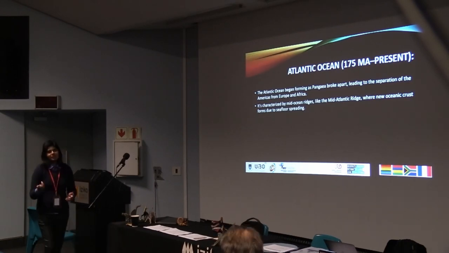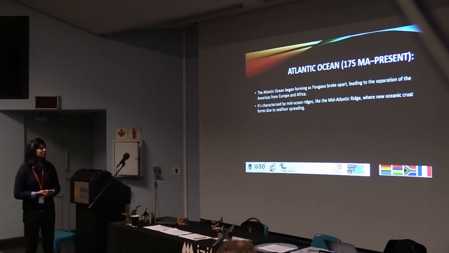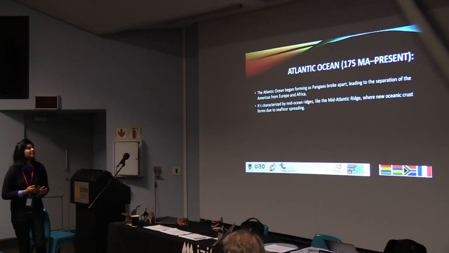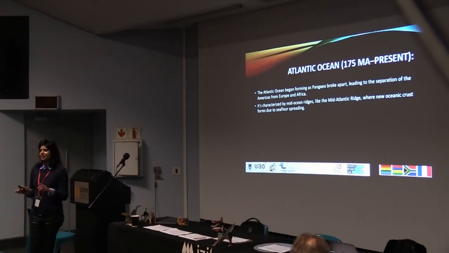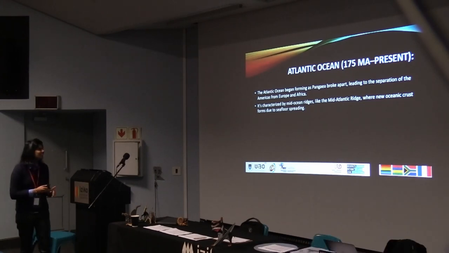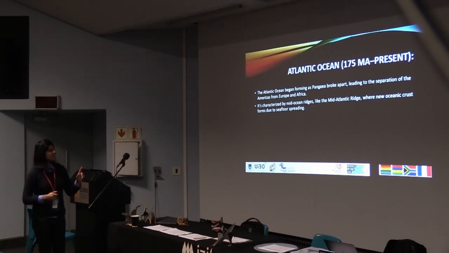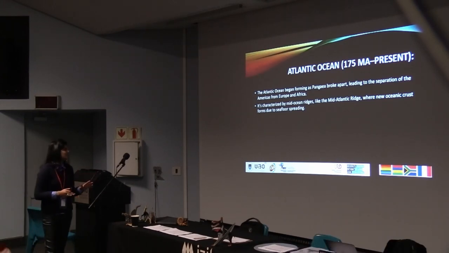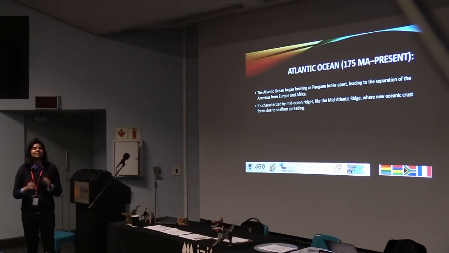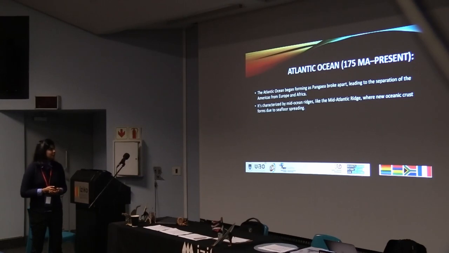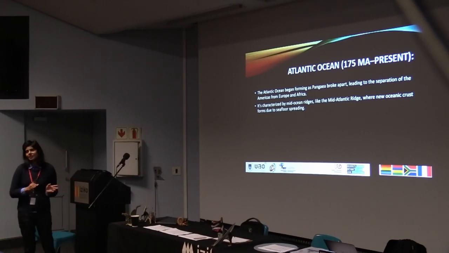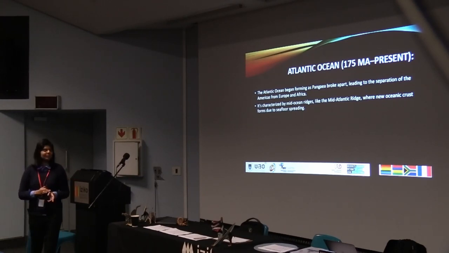reaching the rise of these Alpine and Himalayan mountain ranges. And then next we have the Atlantic Ocean, which is still here. That kind of began as Pangaea started breaking up. It's a lot of breakups going on in here. So as Pangaea started breaking up, leading to separation of the Americas from Europe and Africa. So now we're at 175 million years ago.